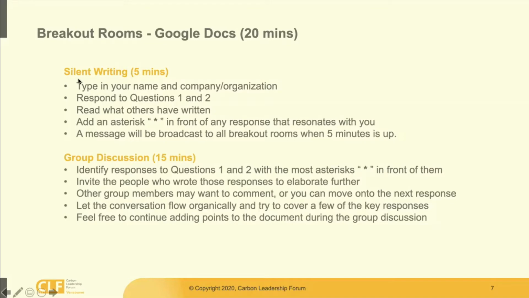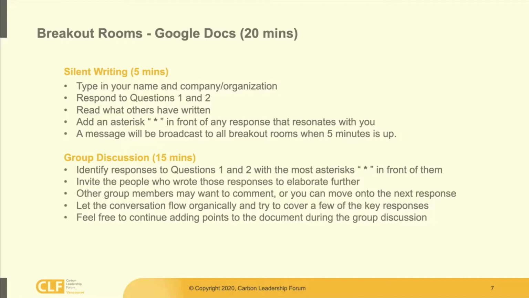So in this breakout room, what we're going to do is start off, it's going to be 20 minutes long. We'll start off with 5 minutes of silent writing time. So please don't do introductions to everyone. Just type in your name and company/organization, and then start looking at those first 2 questions and use that 5 minutes to just type out whatever responses that you have in there.